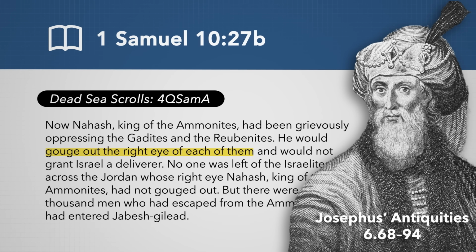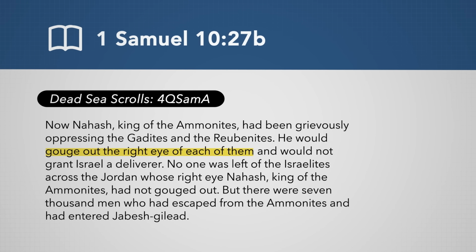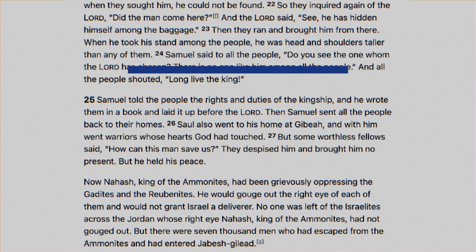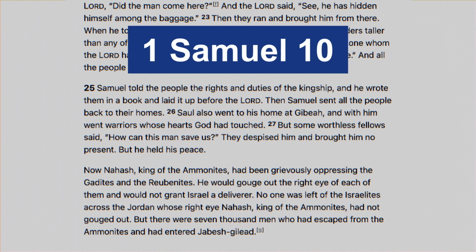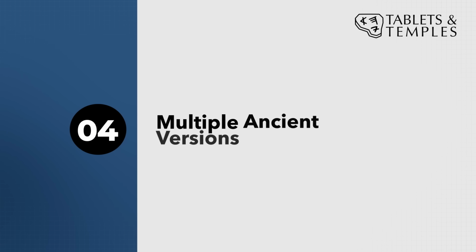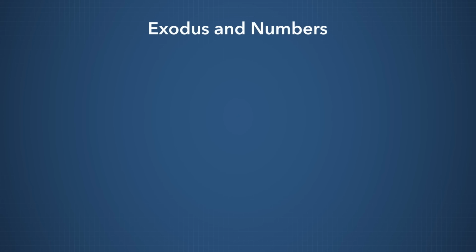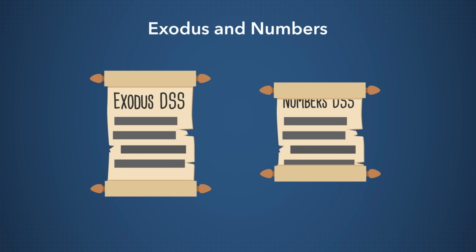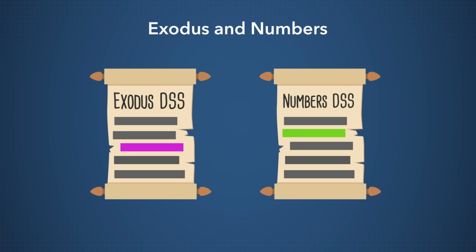We wouldn't know that it was originally in the text if it weren't for the Dead Sea Scrolls. You can now read it in the NRSV at the end of 1 Samuel 10. The Dead Sea Scrolls also show us that there were multiple versions of several books of the Hebrew Bible prior to the Masoretic Text. The Dead Sea Scrolls preserve sections of Exodus and Numbers that include additional lines and paragraphs throughout.